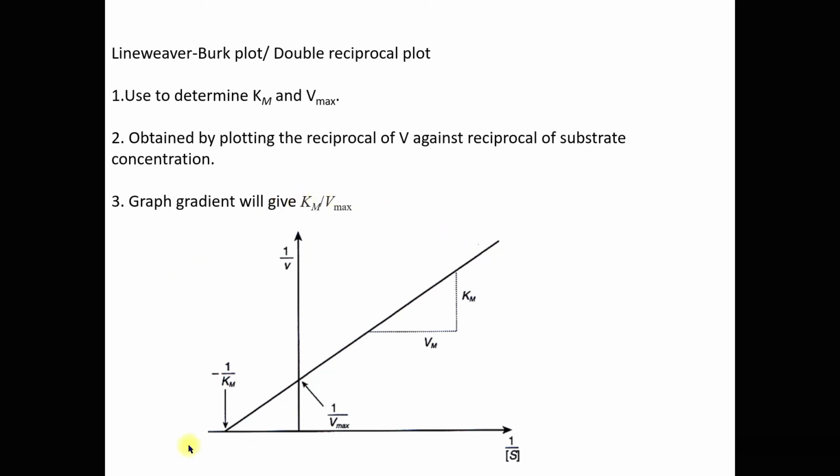This Lineweaver Burke plot is obtained by plotting the reciprocal of velocity against the reciprocal of substrate concentration. Kalau kita cakap reciprocal of substrate concentration, means to say it is 1 over substrate concentration. Kalau reciprocal of velocity, so that will be 1 over V. So the graph gradient will give you Km over Vmax.